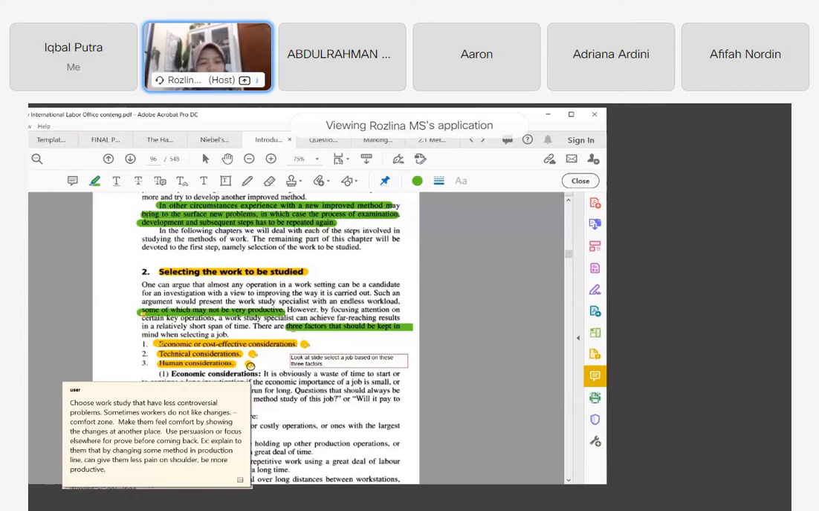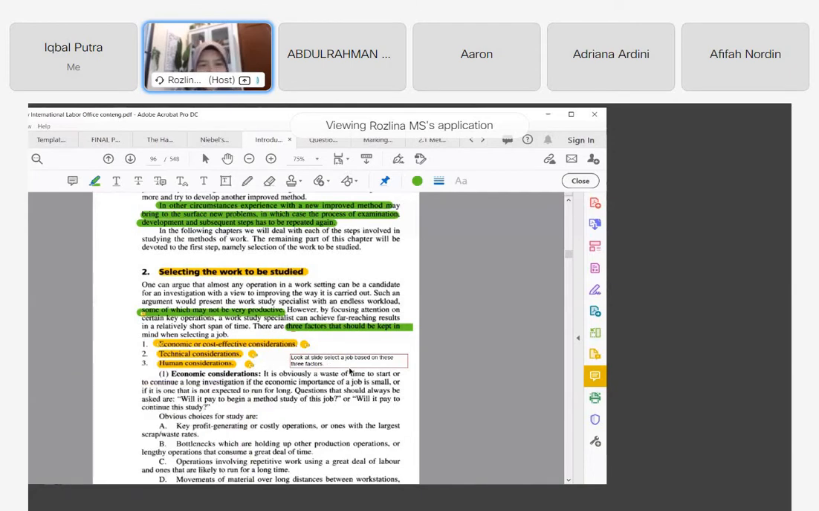Okay, use persuasion, persuade, or focus elsewhere for proof before coming back. For example, explain to them that by changing some method in the production line can give them less pain, like shoulder pain, and be more productive compared to the current method.